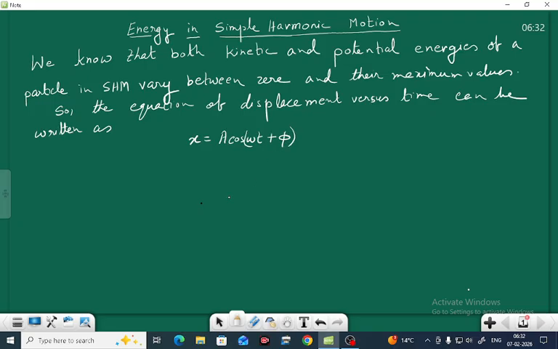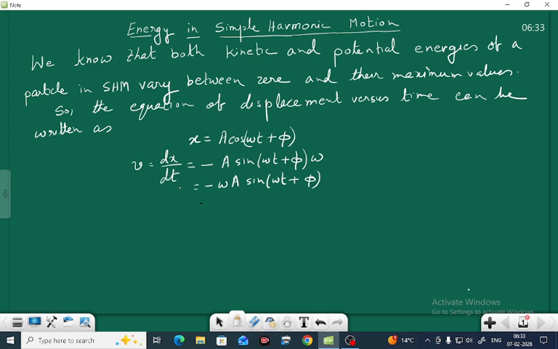Now, if we want to define kinetic energy, we have to find the velocity. To find velocity, you know that v is equal to dx by dt. If you differentiate this equation, the differentiation of cos theta is minus sin theta, and again this omega will come here. So we are getting v equal to minus omega a sin(omega t plus phi).